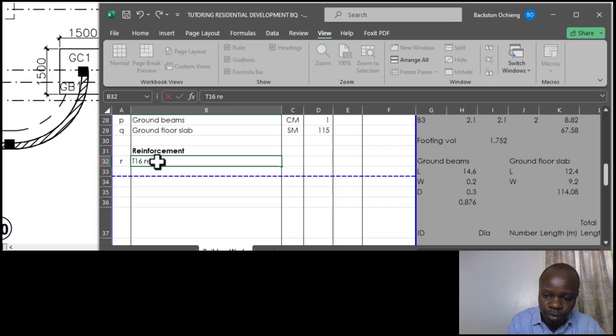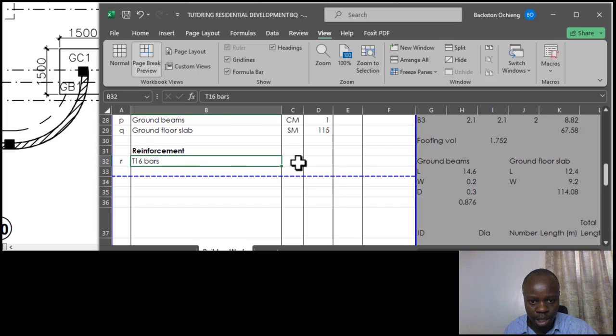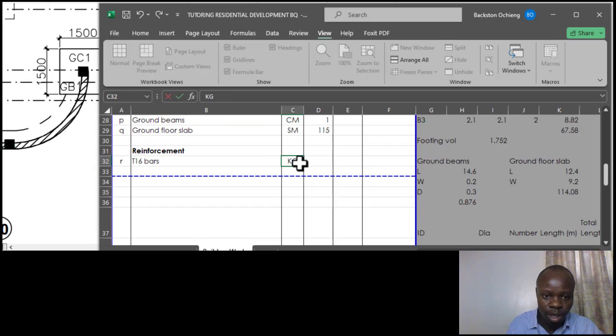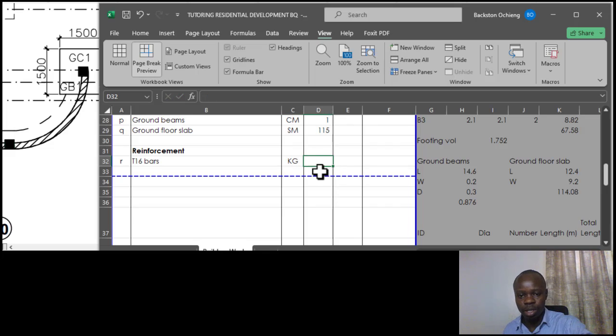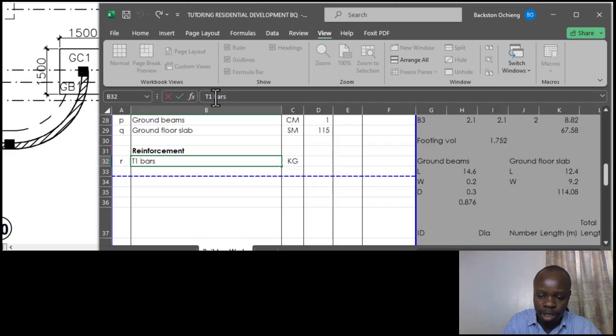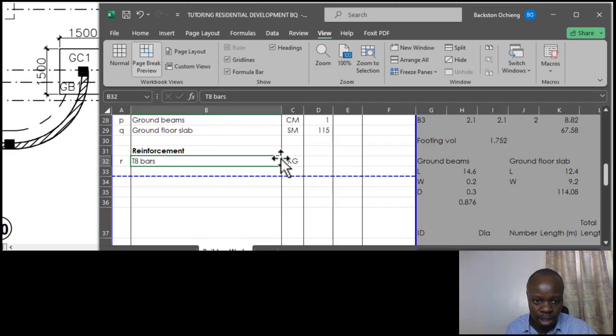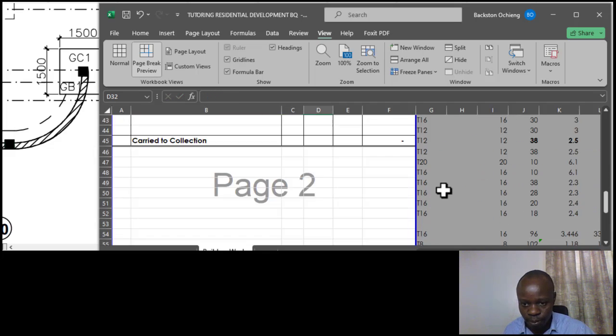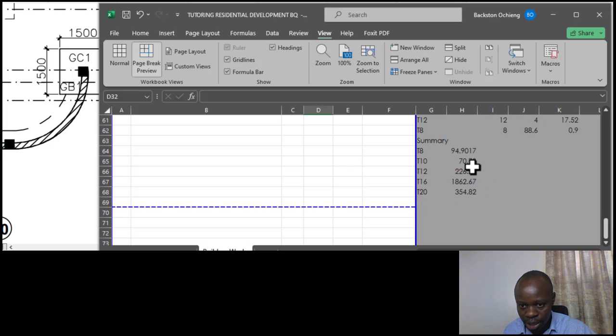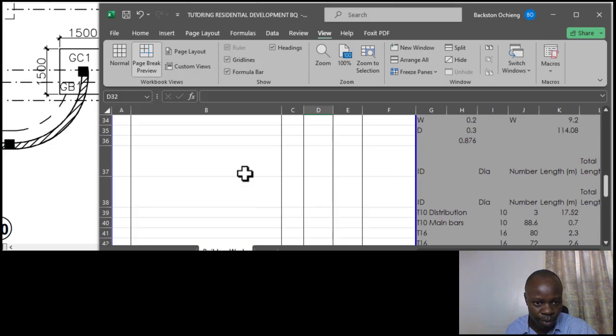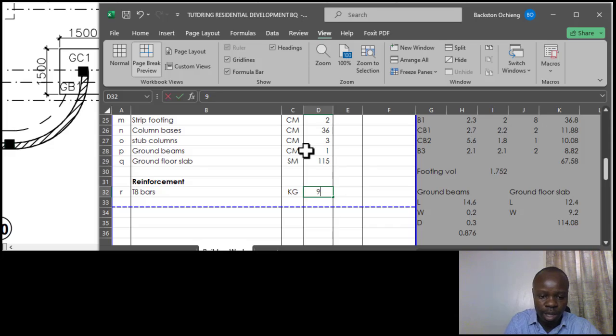T16 bars, so just state it straight away. You don't have to have so many items indicated. So actually we start with T08. I always like to be very orderly. So T08 kgs for that is 95. Of course you round it up, so that is 95 kgs.